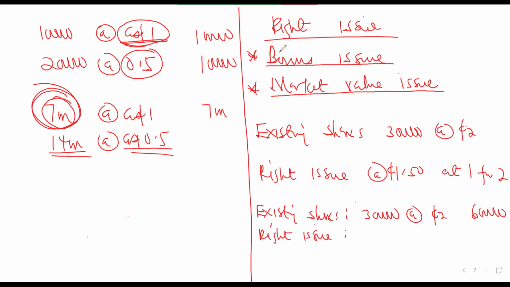How many shares are we giving to the people? 1 for 2. 150,000. So that will be 150,000 at what? 1.5. Okay. So what will be the total value there? 225,000. So what will be the value of the company after the rights issue?